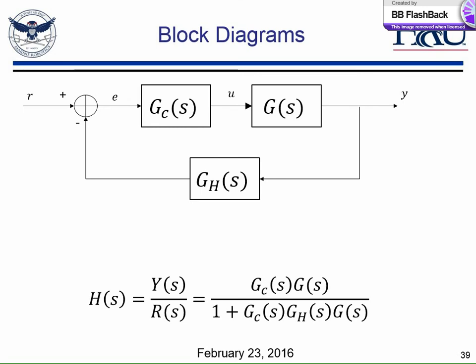What happens is that we have a transfer function that relates this entire closed loop system. So we have Y of s over R of s, which is equal to our controller times our plant over 1 plus our controller times our sensor model times our plant. This is very important because what do we know that determines the stability of our system? What do we know that determines how our system behaves in a time response?